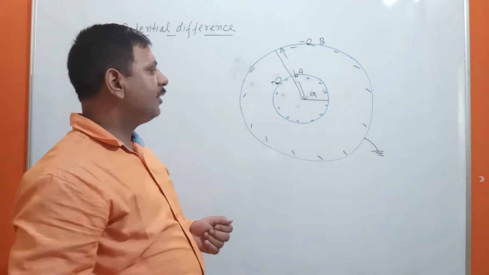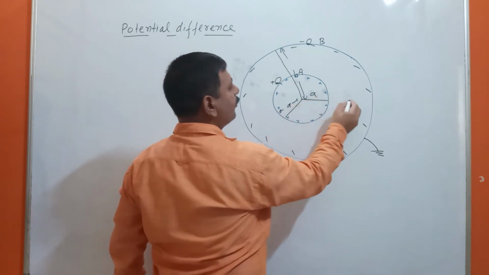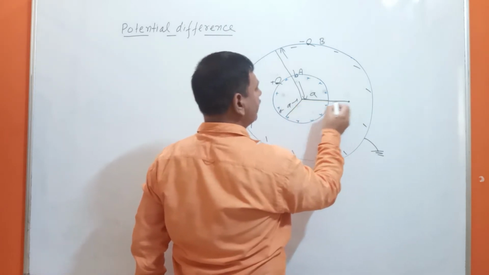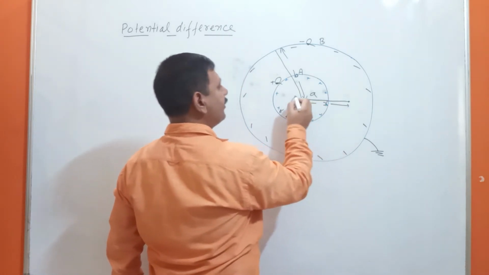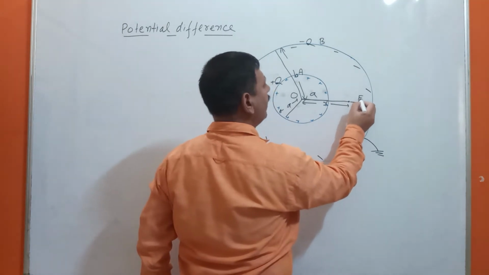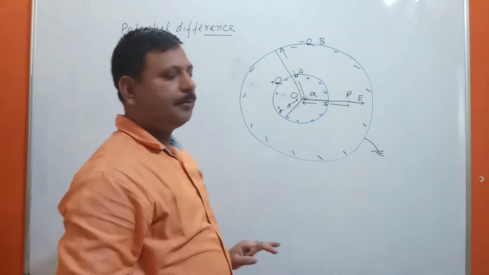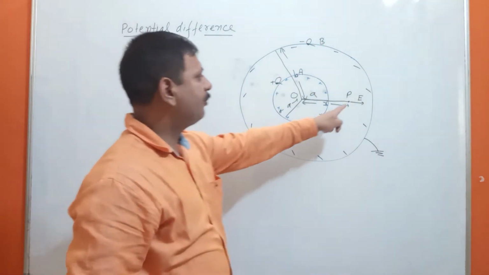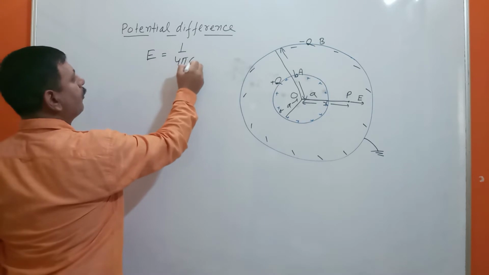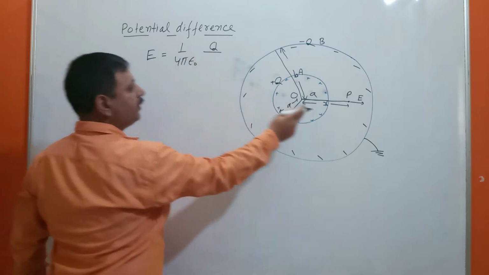If I want to calculate the potential difference between A and B, what do we have to do? This radius is A. Suppose I have taken a point at distance x from the center O. What will be the direction of the electric field at this point? I have taken this point P between the shells A and B. So what will be the electric field intensity at point P? This E is equal to what? 1 upon 4 pi epsilon naught, charge Q upon x square.